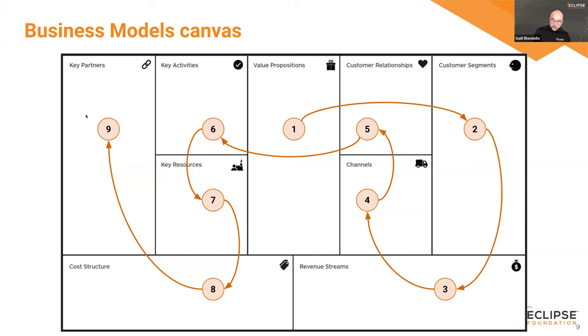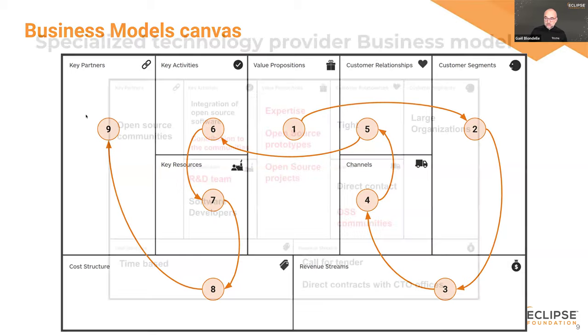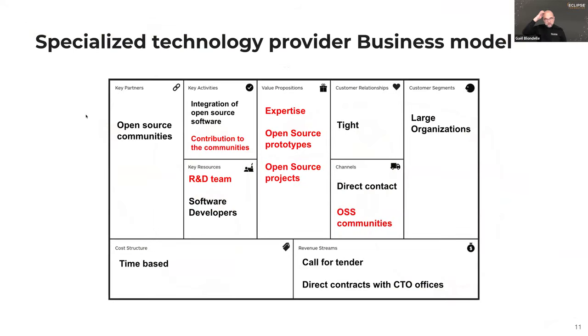Let's look at a few examples of business models and of companies that I have been using as examples. So let's start with, for example, the specialized technology provider business model. So typically here you are talking about a small company.